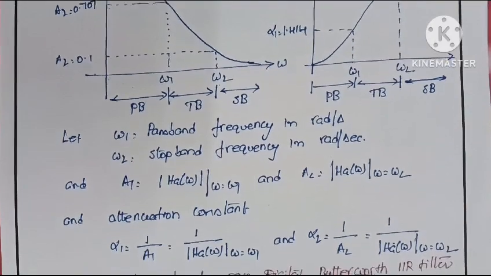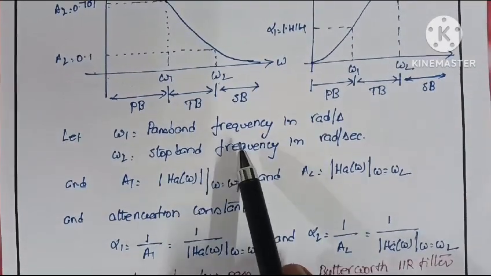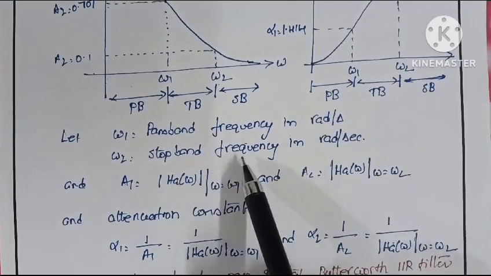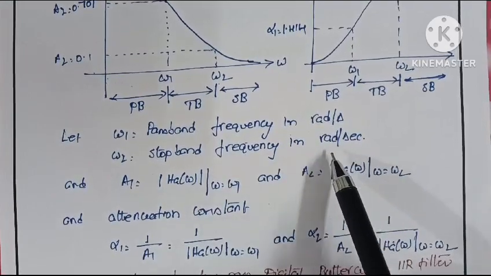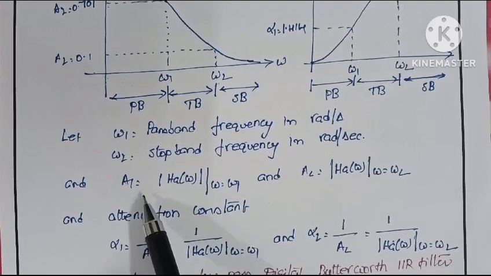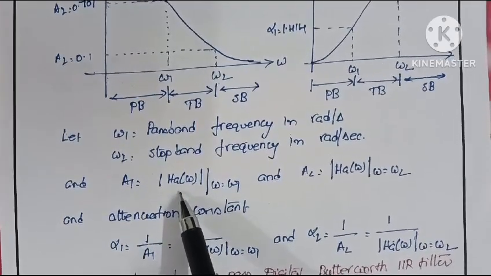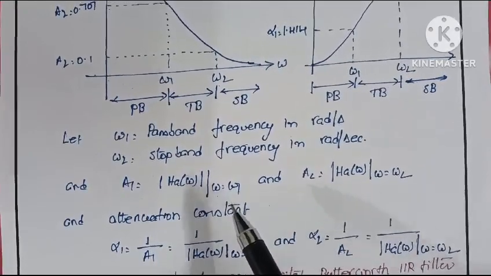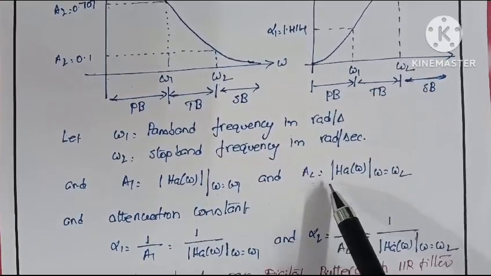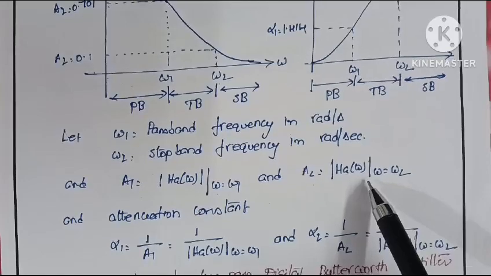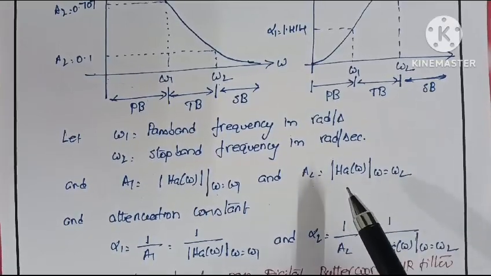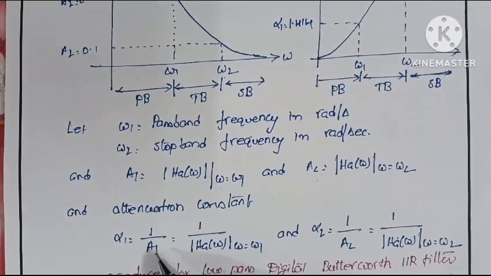Let omega 1 be the passband frequency, measured in radians per second, and omega 2 the stop band frequency in radians per second. The corresponding gain A1 is the magnitude of H_a of omega when omega equals omega 1, and the other gain A2 is equal to the magnitude of H_a of omega when omega equals omega 2. The corresponding attenuation constants then have to be measured.